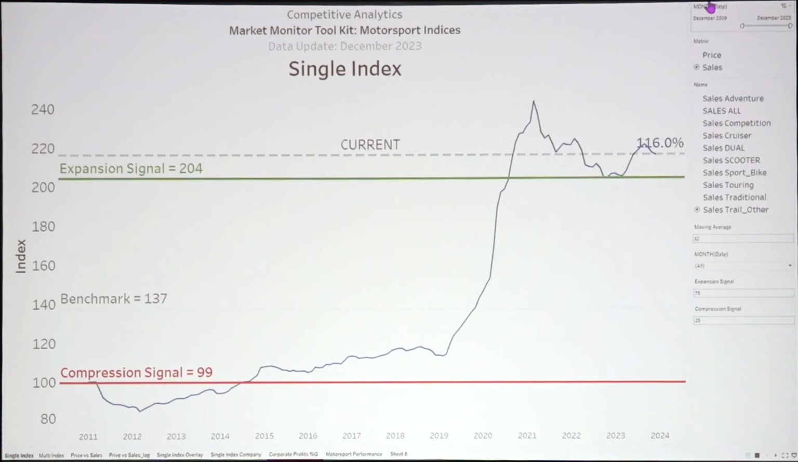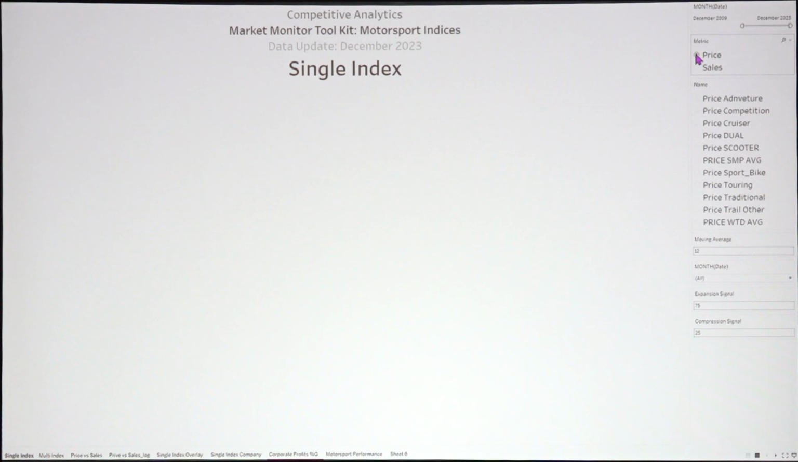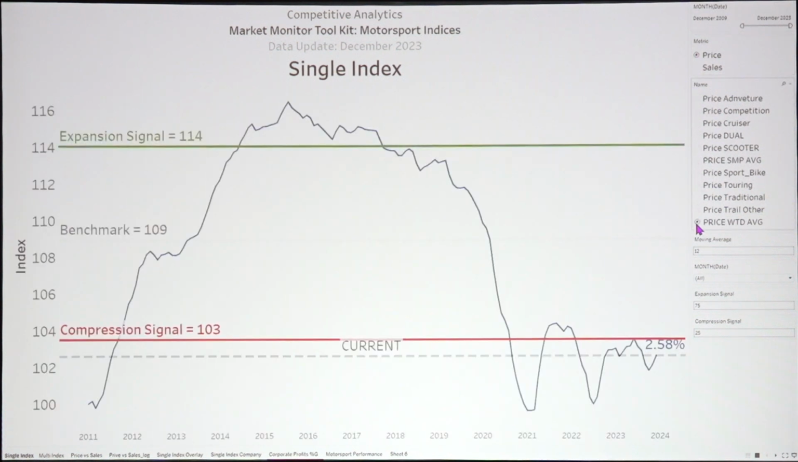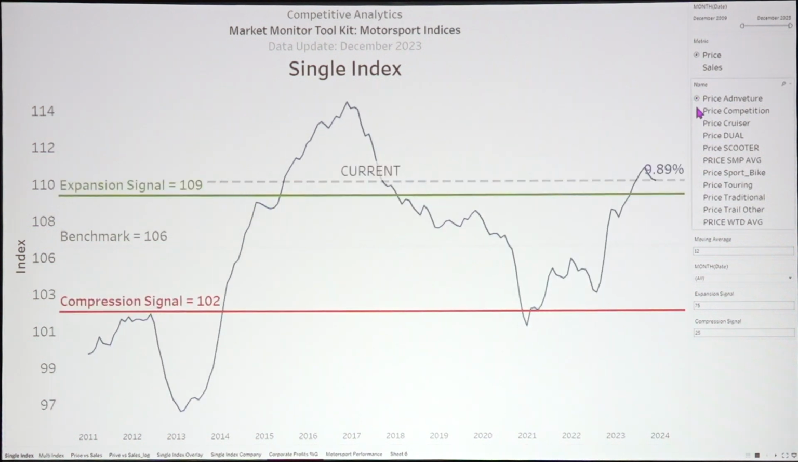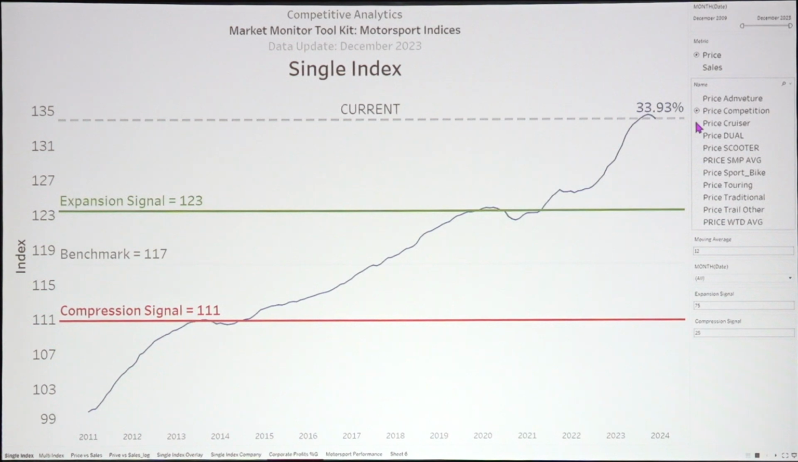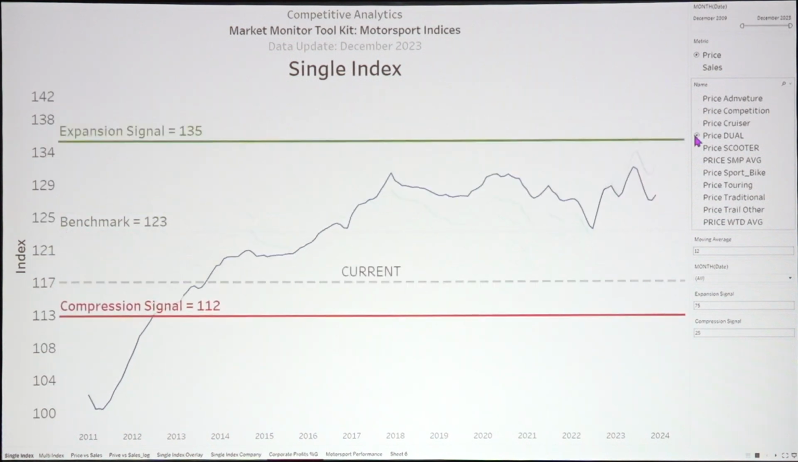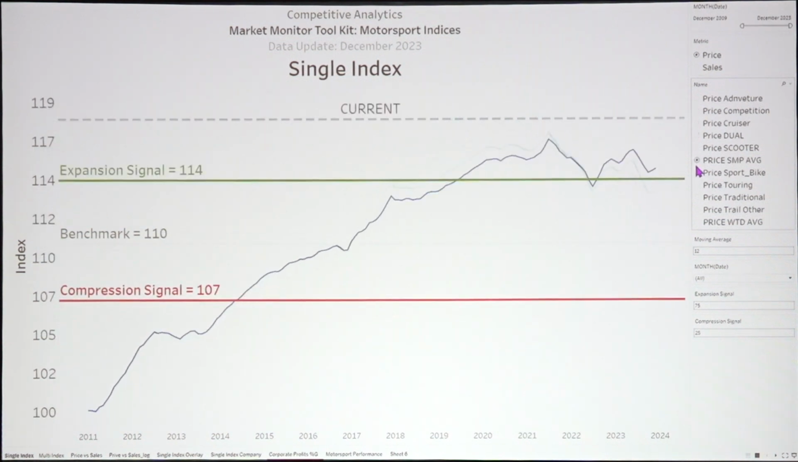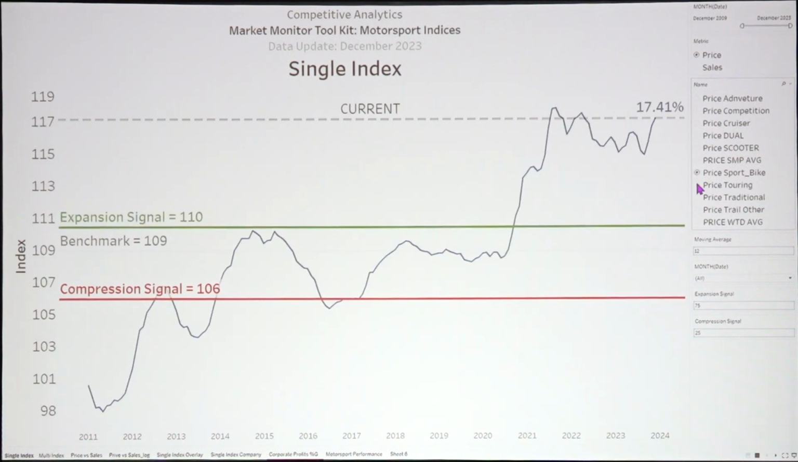Now let's take a look at price. Let's go to price, weighted average. So overall in that time period, prices are up 2.58%, so pretty flat. Right? And you can see, especially during COVID, they decreased a lot as well. And we can click through the different segments. And you'll notice a trend here, and I'll get to it in a second when I show all of them. They've all gone up fairly healthy.